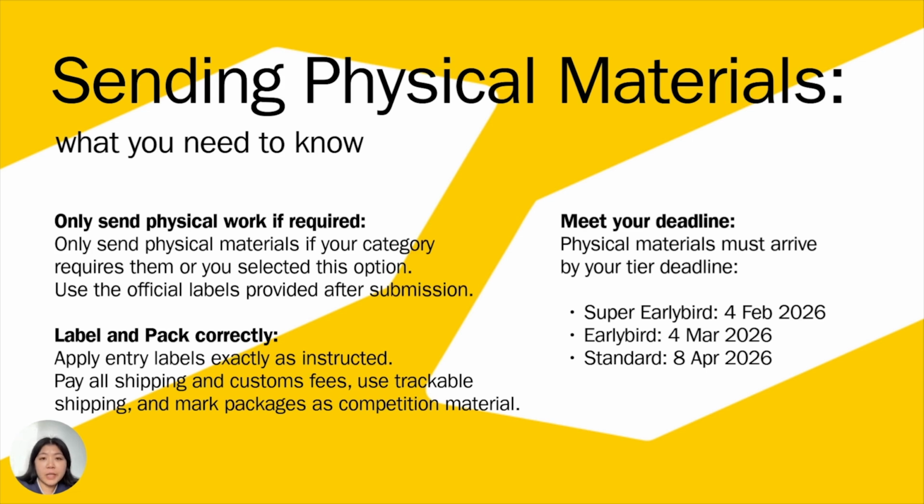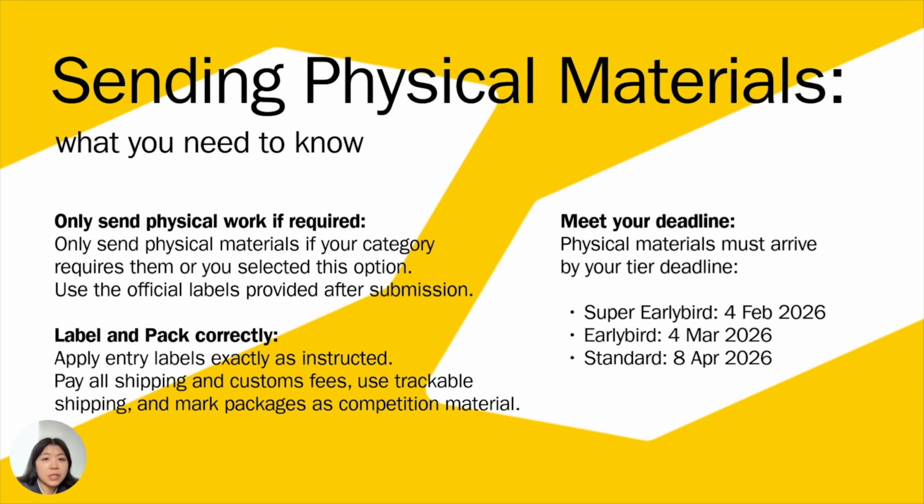Now that we've walked through the entry site, if you've selected a category that requires physical materials, you might be wondering how to send it in. So, first of all, please only send physical materials if your category specifically requires them, either as mandatory or optional. Once you've submitted your entry, you'll then be able to download your shipping labels. It's important to only use these labels and apply them exactly as outlined in the guide.